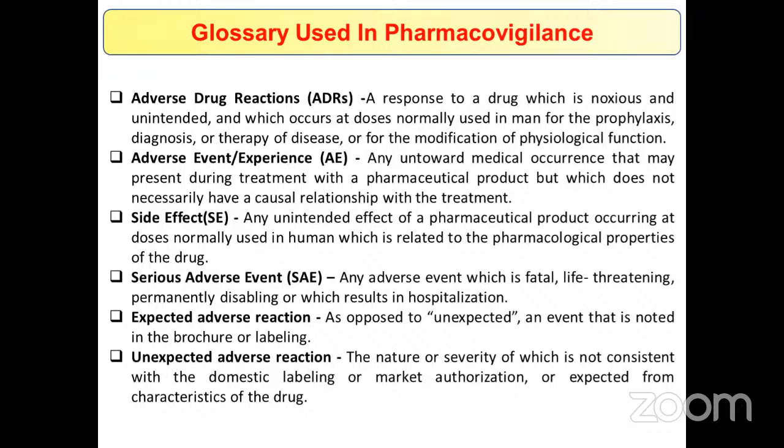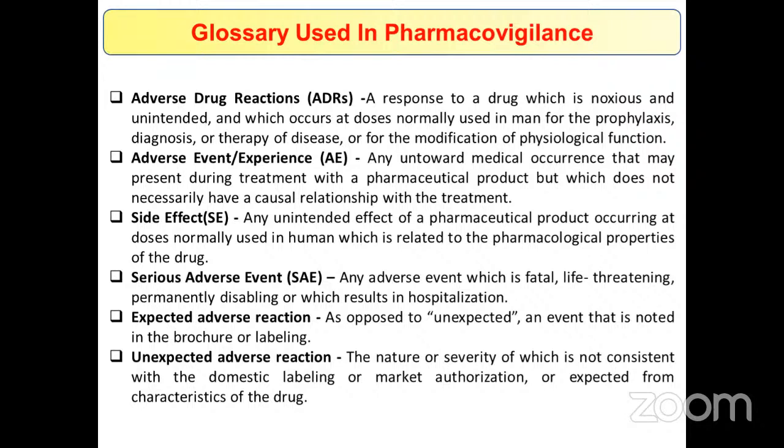Adverse events or experience: any untoward medical occurrence that may present during treatment with a pharmaceutical product, but which does not necessarily have a causal relationship with the treatment. This is the adverse event that may occur. Side effect: any unintended effect of a pharmaceutical product occurring at doses normally used in humans, which is related to the pharmacological properties of the drug.